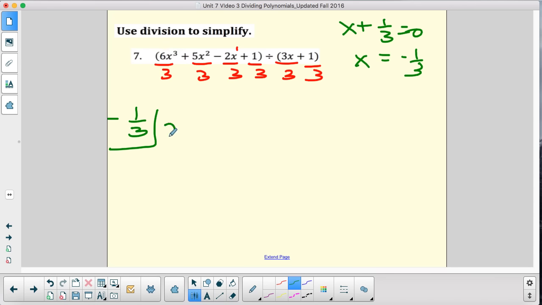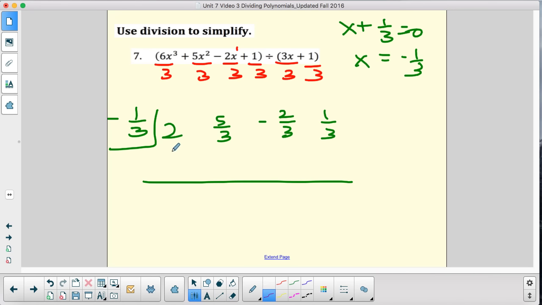So I have negative 1/3. 6 divided by 3 is 2. 5 divided by 3, we leave as 5 over 3. This is going to be negative 2 over 3, and then I would have 1/3. Now I can synthetically divide. I bring down the 2. I have 2 times negative 1/3, negative 2 over 3. 5 minus 2 is 3. 3 over 3 is 1. Negative 1/3. Negative 2 minus 1 is negative 3. Negative 3 over 3 is negative 1. Positive 1/3.